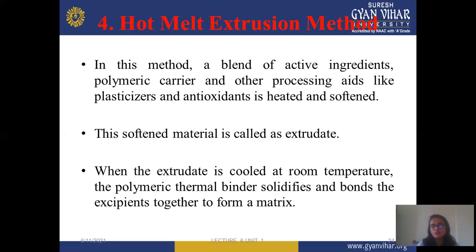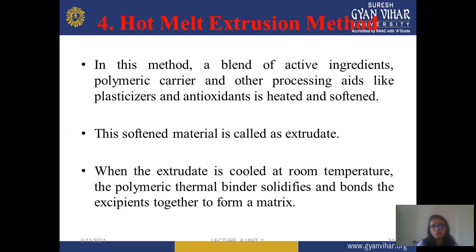First you blend all the active ingredients, and you also include polymer as well as plasticizer and antioxidant, and you heat all these excipients until they get soft. This softened material is called extrudate, and when this mass is cooled at room temperature, the polymeric thermal binder solidifies and bonds the excipients together to form a matrix. After softening the mixture, you form the extrudate, and you cool it at room temperature, and the polymeric thermal binder solidifies and bonds the excipients to form the matrix.